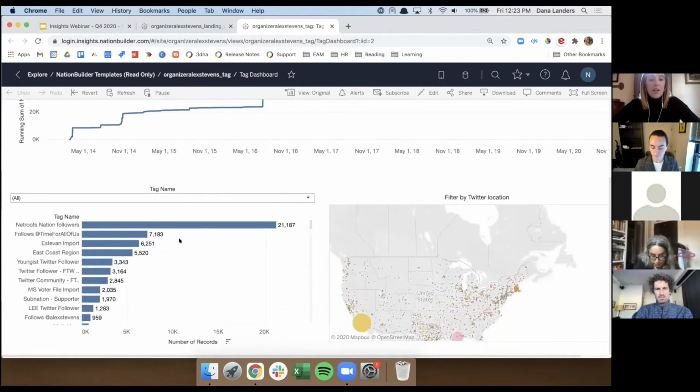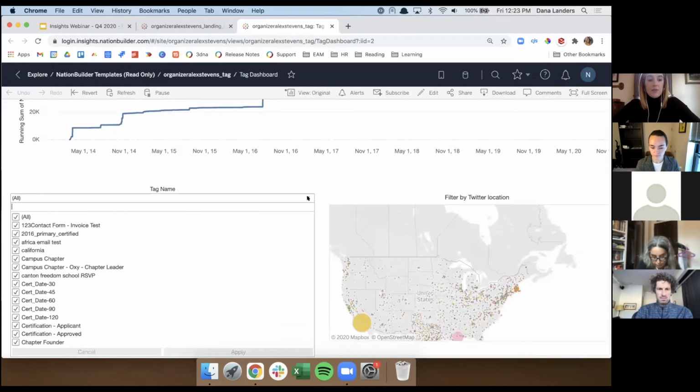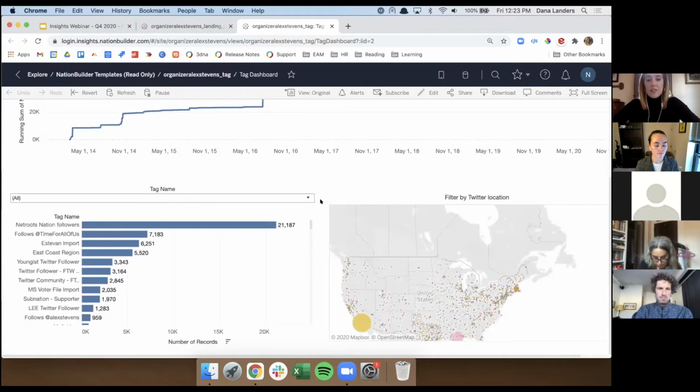Scrolling down, I can see how many individuals have a certain tag. I can introduce filters in my dashboard to see tag names and just select maybe 10 from that list and see how many individuals have each of those 10 tags. And then you can also see the geographic location. This is pulling based off of the Twitter location of an individual because we get that data from Twitter if we've matched to someone's Twitter profile, but you could easily map this based off of someone's actual address location too.